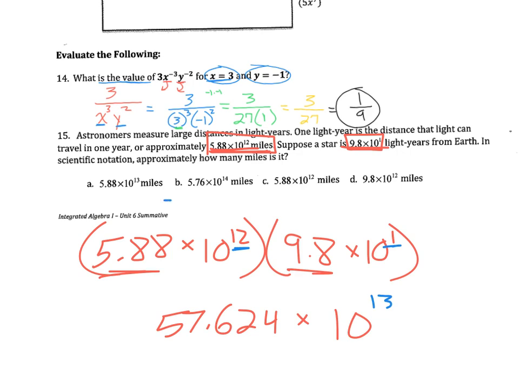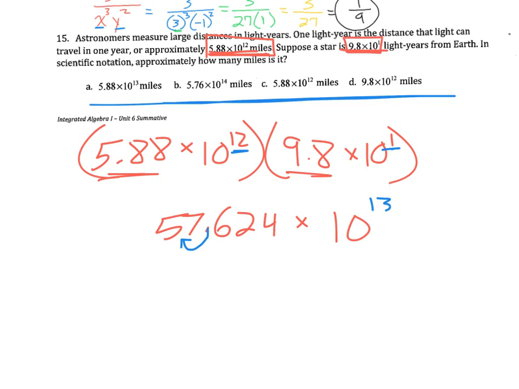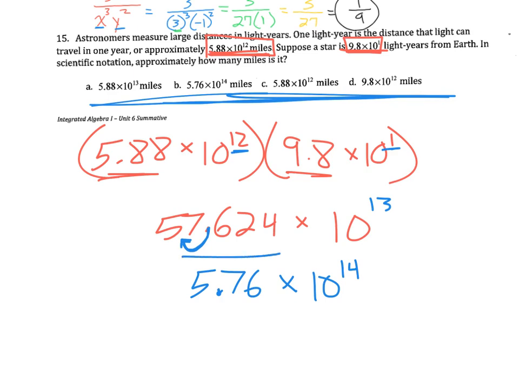Well, that doesn't really match any of my answers, but if I put it in scientific notation, I get 5.76, and it looks like my answers aren't going past the 100th position, so I won't either. 5.76 times 10 to the 14th. I have to adjust the exponent because I adjusted my number. Has to be that.